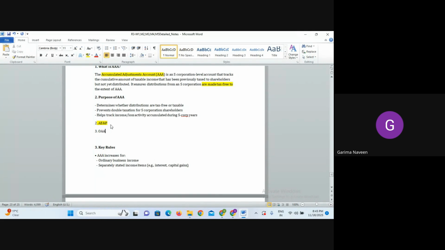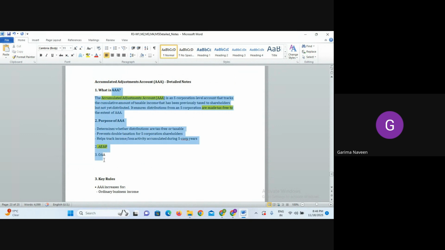Next, you have your OAA account, which represents the other adjustments account. It basically represents the items which affect the shareholder's basis but do not affect the AAA account. So there are certain items which are not included in AAA but included in your OAA account, just like your tax-exempt income and their related expenses only. So only certain items are included in your OAA account. So these are some accounts of your S corporation.